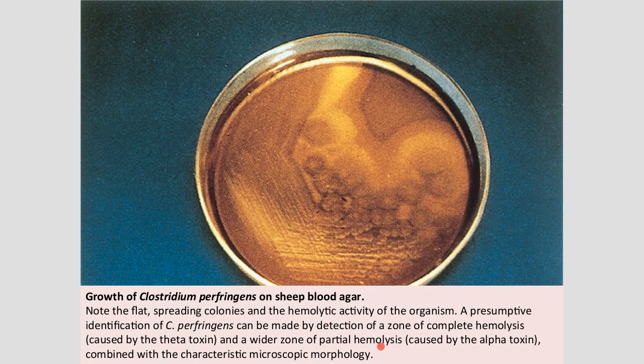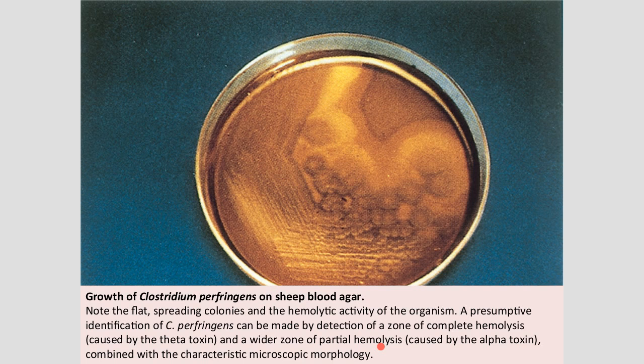If you were to grow them on sheep blood agar, you can see they come up as flat colonies which have hemolytic ability, and you see that they have a complete hemolysis. What do you call a complete hemolysis? There were 3 types of hemolysis, I said. What is the name of complete hemolysis? Yesterday, right? Beta hemolysis, correct. Beta hemolysis.